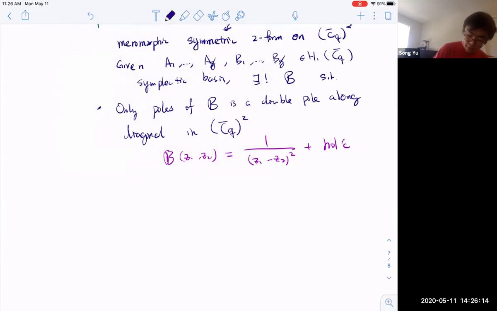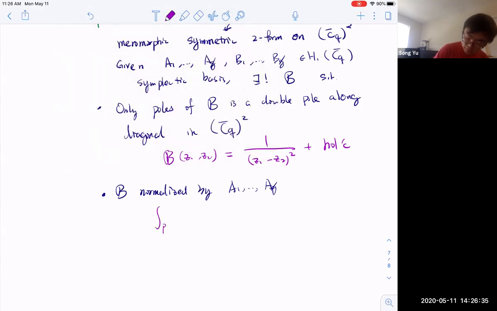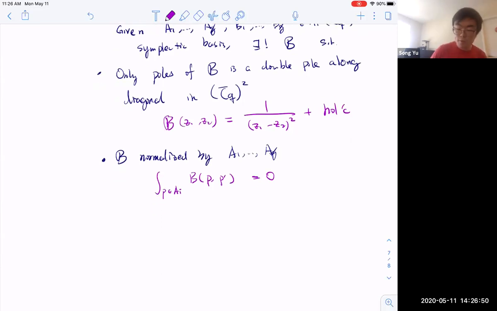And another important thing is that B is normalized by the A cycles, by the elements A1 through AG we choose, in the sense that if you integrate B in one point along any of the cycles, this integral will give you a one form, but the requirement is that this one form is 0 for any of the G A cycles you pick. So given these A cycles, you have a uniquely determined Bergman kernel.